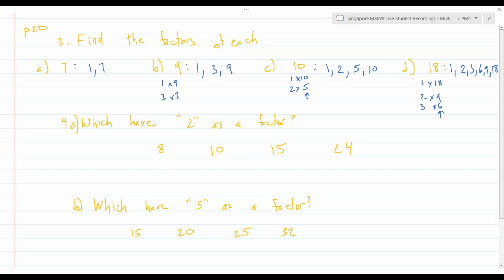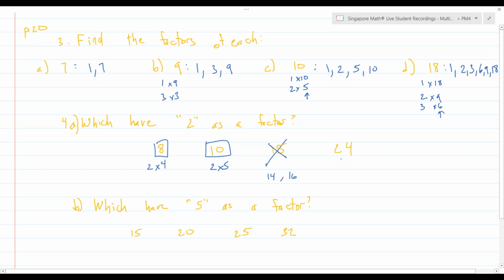Now let's think about the problem a little bit differently. Which of these numbers has the number 2 as a factor? 8 does, because 8 is 2 times 4. 10 does. 10 is 2 times 5. 15 does not. Remember we talked about even numbers and odd numbers? 15 is an odd number. It does not work because 2 times 7 is 14, and then 16 is the next number if I'm counting by 2's. So 2 times 7, 2 times 8, but I don't have 2 times anything that gives me 15.